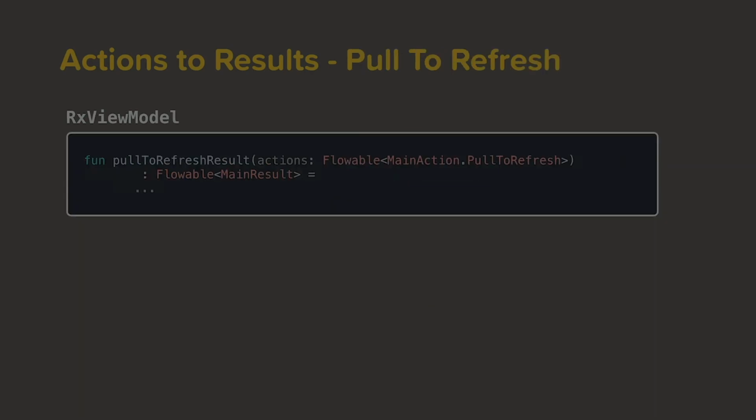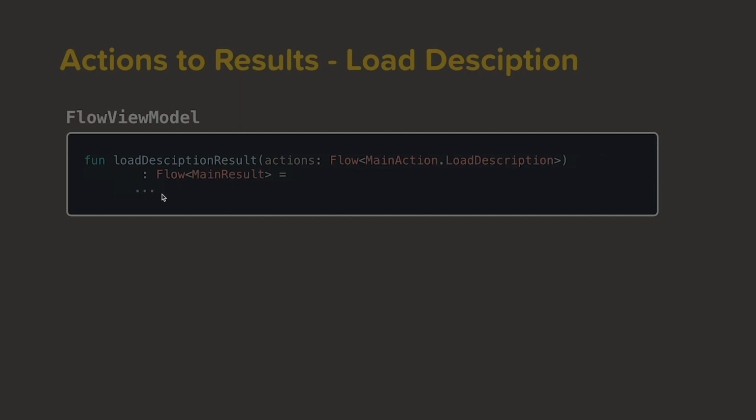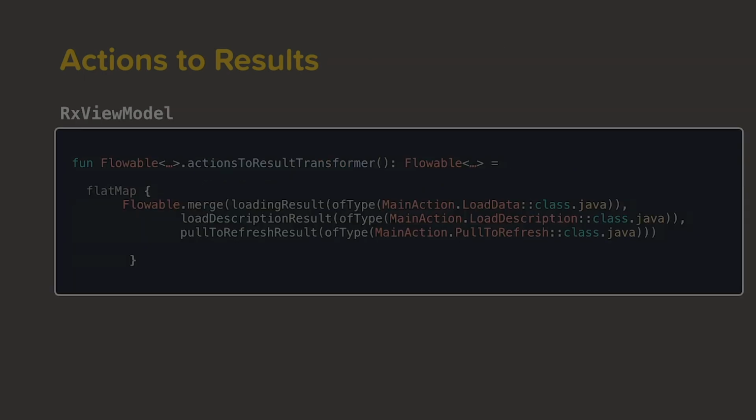So for poll to refresh, we can do a similar thing and convert it to use flow from Rx. And similarly for description also, we can convert this flowable to be a flow instead. So with Rx, we have a particular stream of actions and we want to convert it into a particular stream of results. In Rx, what we usually do is bifurcate our action stream based upon various actions, convert those actions to results, and then merge these streams back.